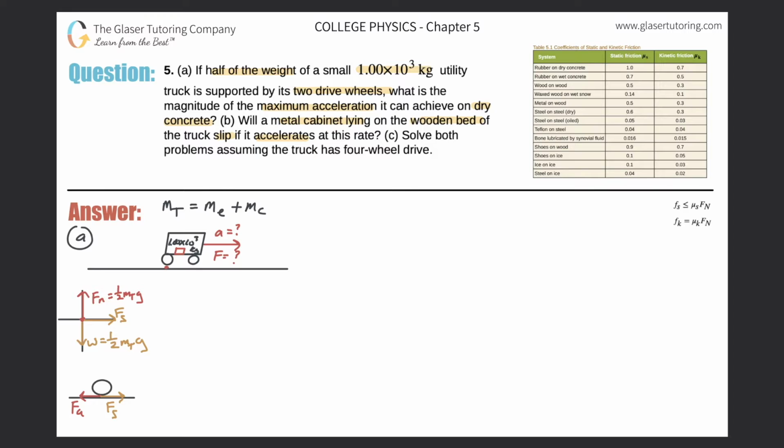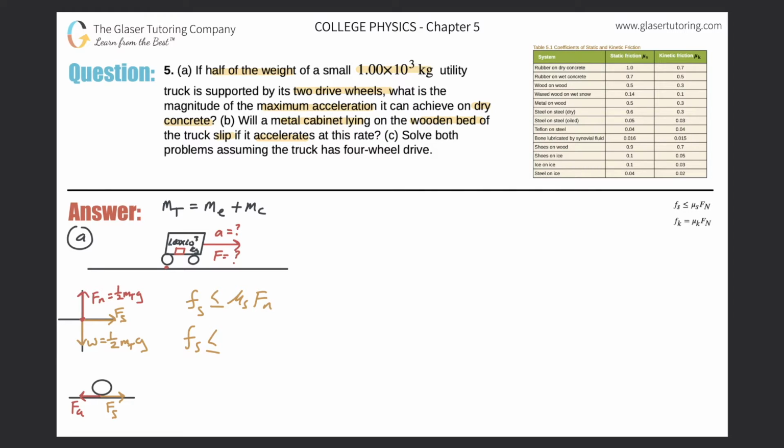All right, we have a formula over here on the right-hand side. I'm going to use that, okay? So we have the force of static friction is less than or equal to the coefficient of static friction multiplied by the normal force. Now, in this particular problem, for this tire right here, the force of static friction should be less than or equal to the coefficient of the truck, right?